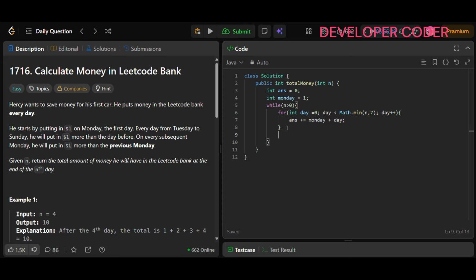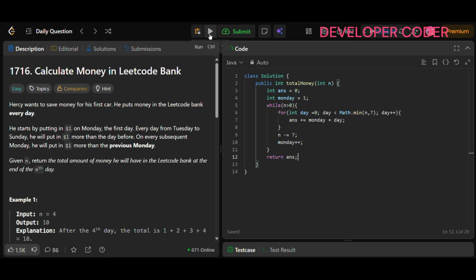And once I calculate the values for 1 week, I have to update my n as n minus 7, right? This is my new n value, and now the Monday value will be increased for my next iteration. So this is a very simple brute force, right? And once all this is done, then you have to simply return the answer.